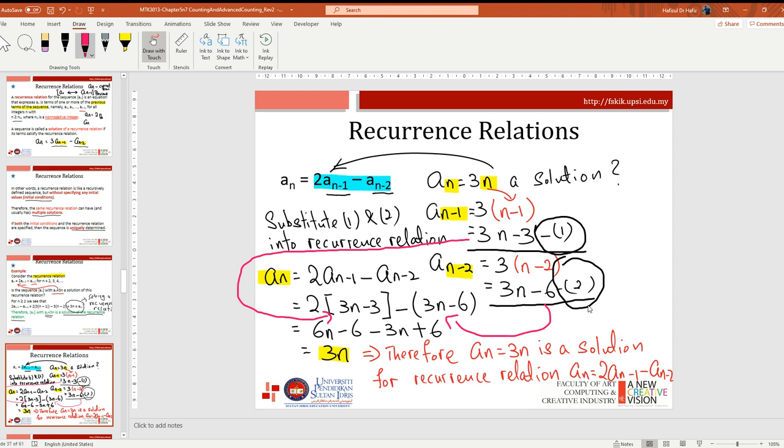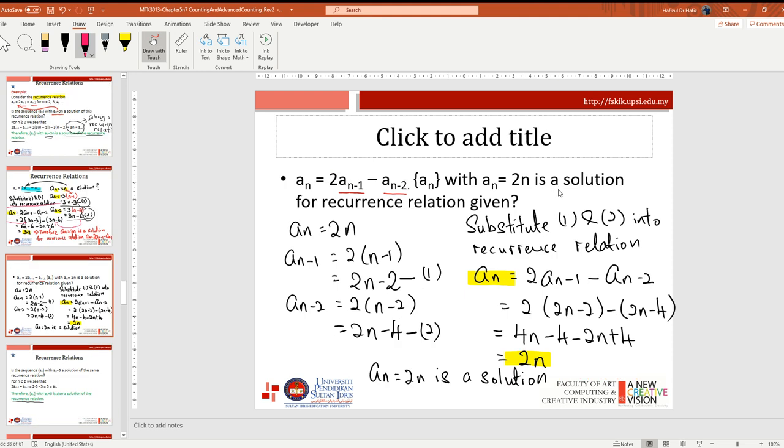Okay, kita tengok another example. a_n equals 2a_{n-1} minus a_{n-2}, with a_n equal to 2n. Is 2n a solution for the recurrence relation given? Okay, sekarang ni kita dah ada a_n equivalent to 2n. Jadi kita gantikan je nilai dia tu. a_{n-1} is equivalent to 2, kita gantikan dengan n minus 1. Kita akan dapati 2n minus 2. Ini untuk substitute number 1.